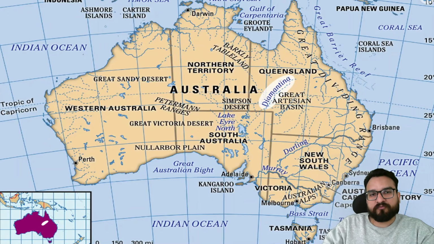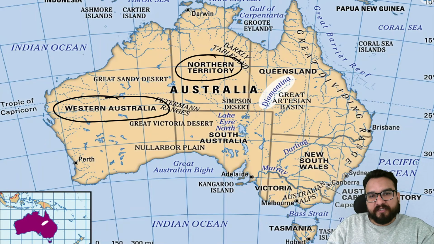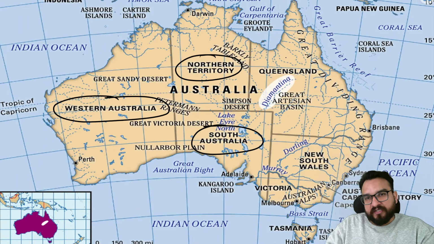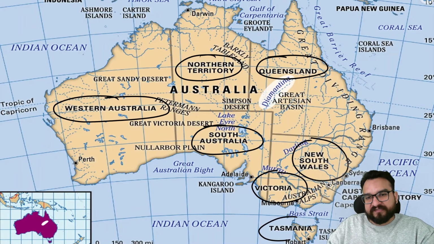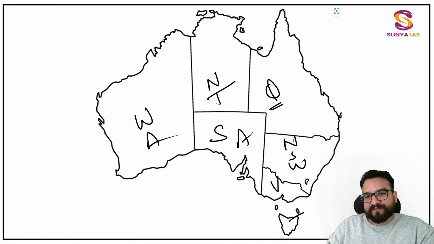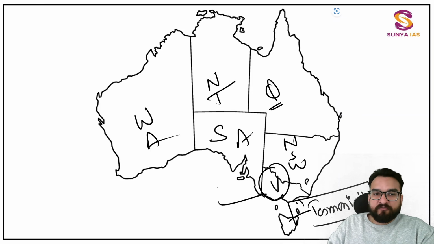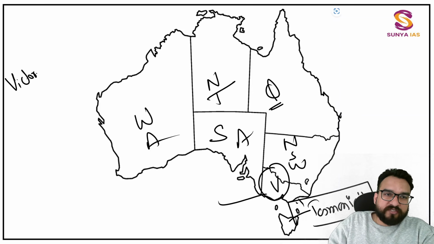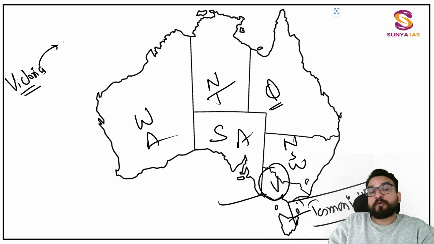Now let me show you what I have told you right now. Western Australia, Northern Territory, South Australia, Queensland, New South Wales, Victoria, and this is Tasmania over here. I hope you have understood this. Tasmania, Victoria. Now you have understood the Victoria province.